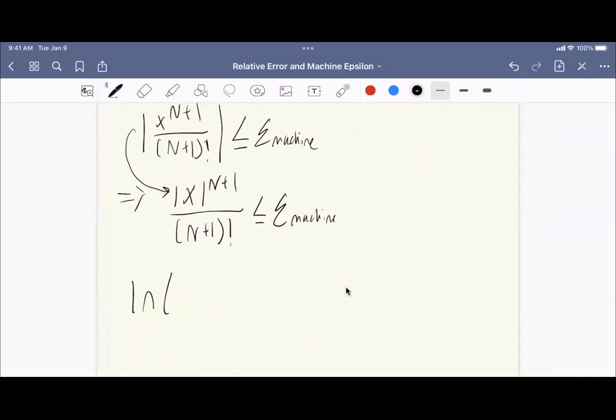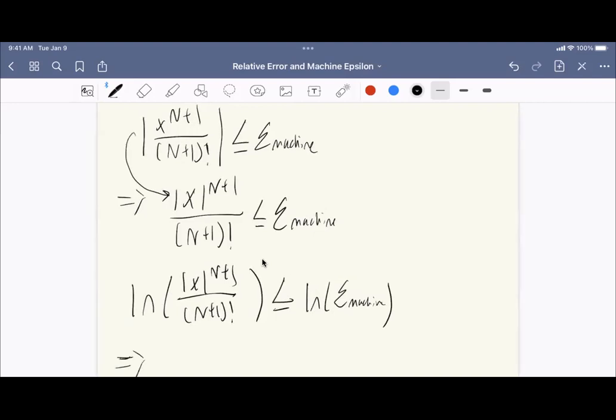So we're going to take the natural log of both sides. And we really want to do this so we can split this quotient into a difference. Because we know from the properties of logs that we can change this to ln of the absolute value of x raised to the n plus 1 minus the natural log of n plus 1 factorial. And the left side will remain the same.